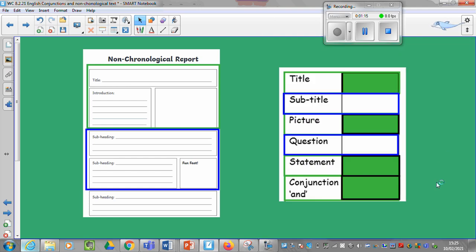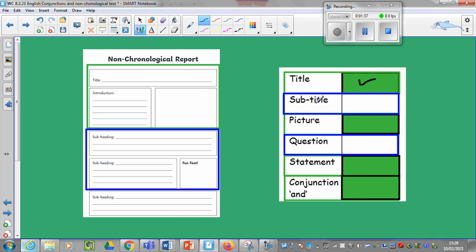So let's have a look at our checklist of all of our success criteria of key features of non-chronological texts. Now all of the ones that are green are the ones that you should have already done yesterday. So let's have a look. Have you got your title? Yes, you have, and you've remembered to capitalize all of the words that are nouns, verbs or adjectives.